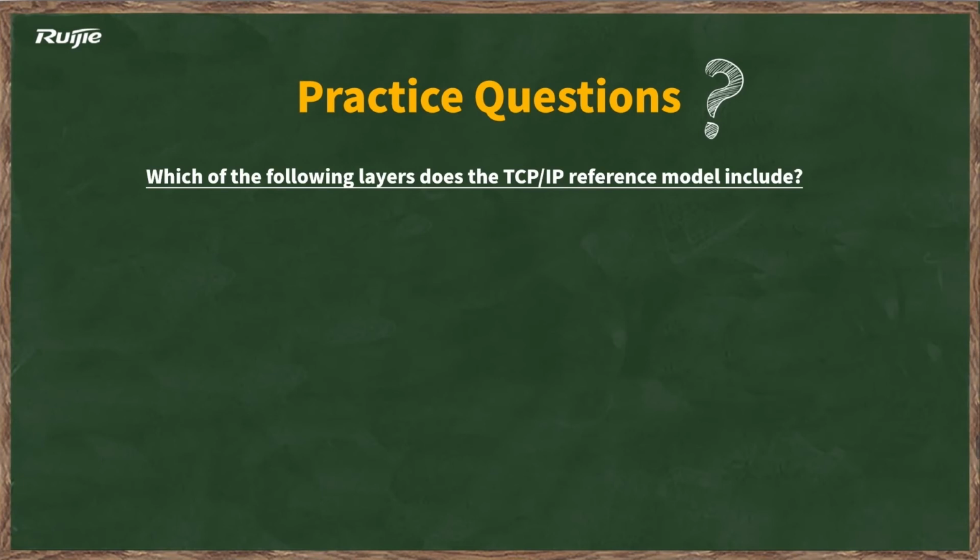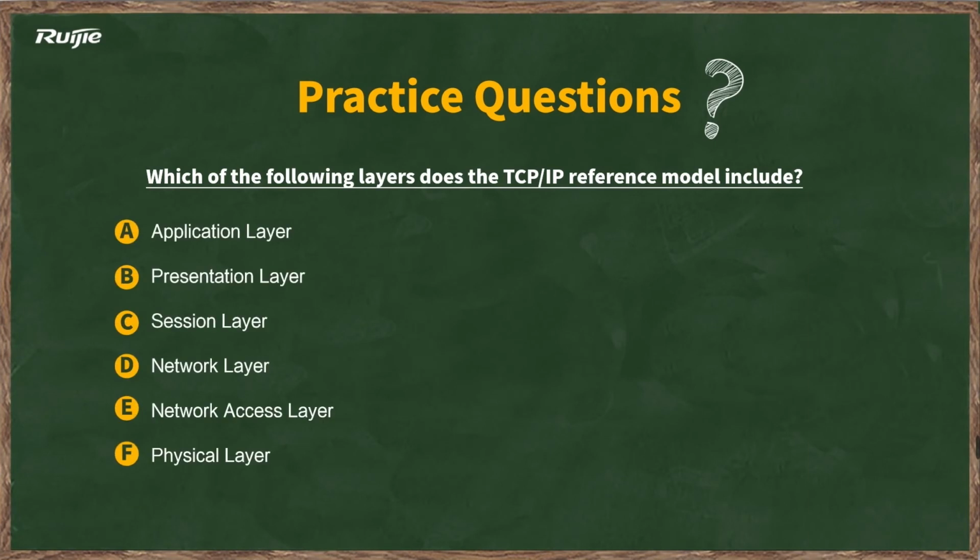And at the end, I will also provide one question for you. Which of the following layers does the TCP/IP reference model include? From option A to option F. I think it's very easy for you to get the correct answer, right? This is a multiple choice. If you want to know the answer, please focus on the next video.